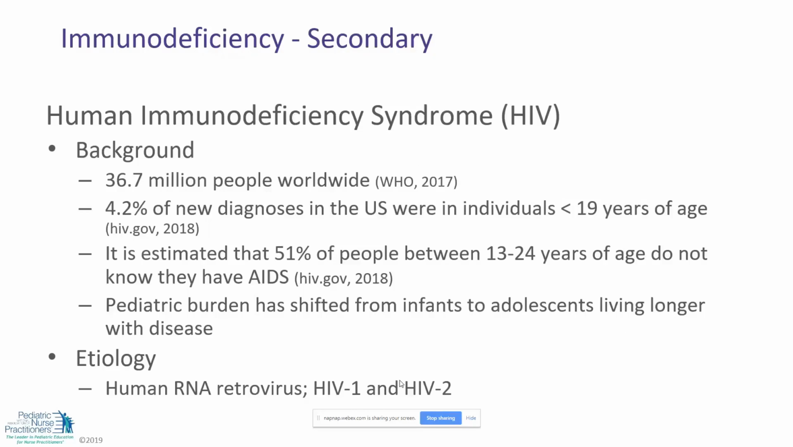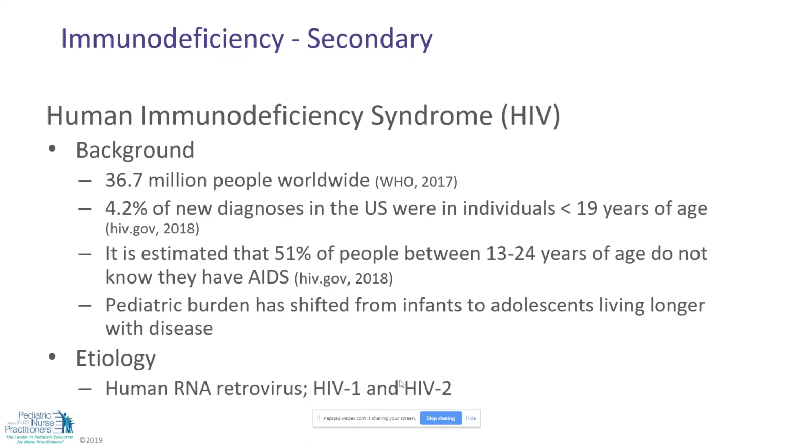This is human immunodeficiency syndrome, or what we all know as HIV. And so as of 2017, according to the World Health Organization, 36.7 million people worldwide were affected by HIV. It's relevant to us here in pediatrics because in 2018, the most recent statistics showed that 4.2% of new diagnoses here in the United States were in individuals less than 19 years of age.